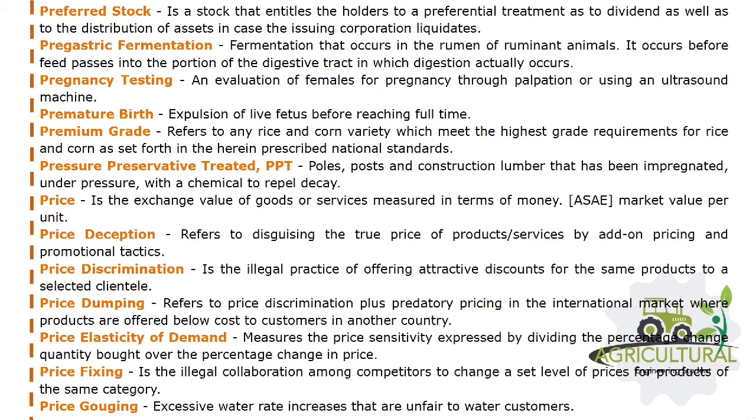Premium grade refers to any rice and corn variety which meets the highest grade requirements for rice and corn as set forth in the herein prescribed national standards. Pressure preservative treated, PPT, poles, posts and construction lumber that has been impregnated, under pressure, with a chemical to repel decay.